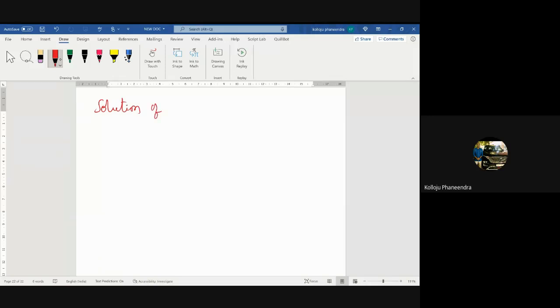Solution of non-homogeneous higher order constant coefficient linear differential equations.